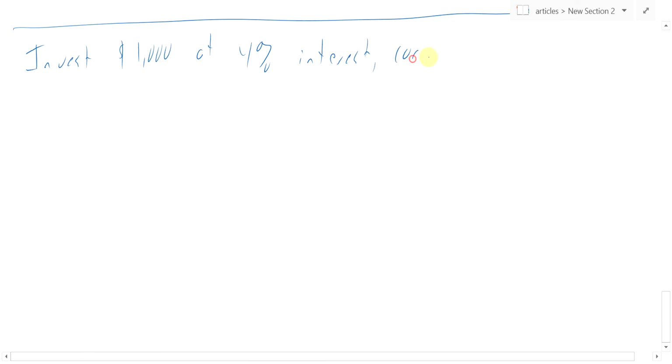One last log problem is about investment. So suppose you invest, this is one of these word problems, $1,000 at 4% interest, compounded daily. Right? How long will it take to get to $2,000 with this account?